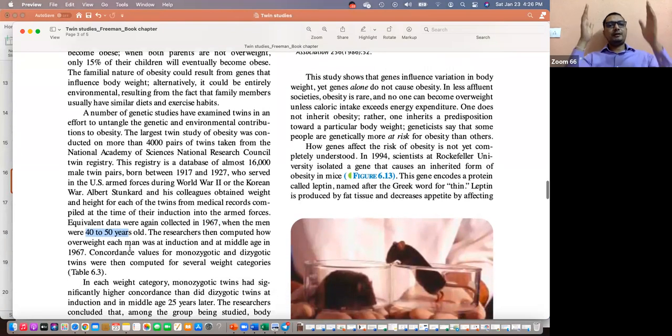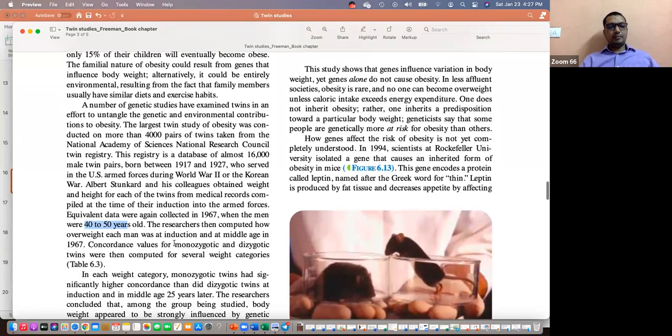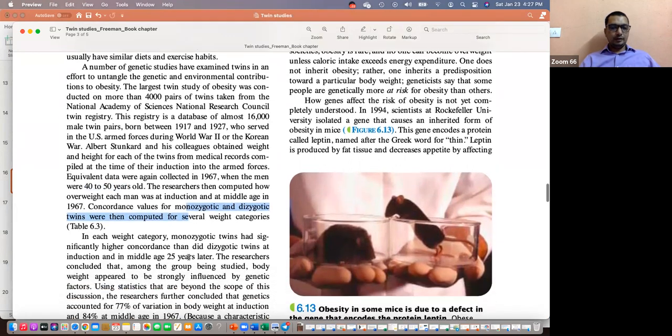So now they compared the data. They said, for these twins, how does the data look? How did they change in their weight over a period of time? And is there a correlation between monozygotic twins and dizygotic twins? From this data, they computed the concordance value for monozygotic twins and dizygotic twins.